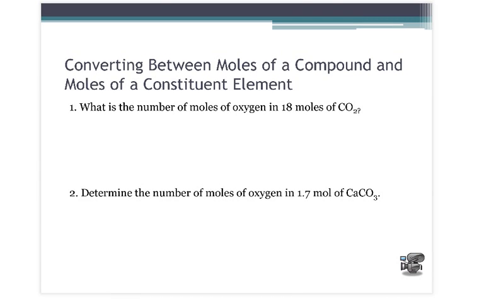Now we want to learn to convert between the moles of a compound and the moles of its constituent elements, because every compound is made up of different elements. So what is the number of moles of oxygen in 18 moles of carbon dioxide? How do we do that?